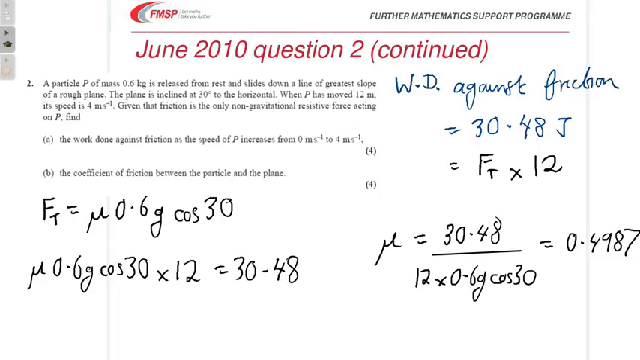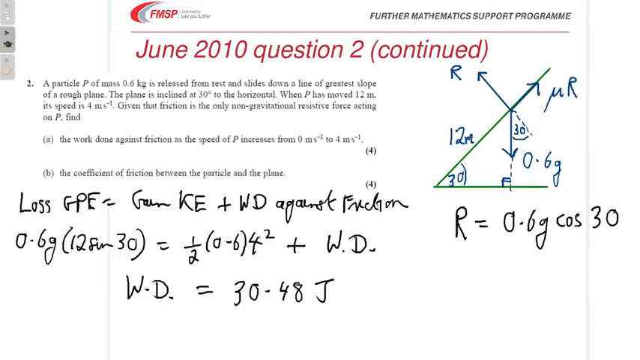Mark allocation for this then. For the first part, just go back to the first part. There was one method mark, 3 accuracy marks. The method mark was for the energy, the work energy principle. The accuracy marks were basically for the correct terms in these equations, so there were 3 of them altogether. We didn't need the R, the reaction, for this part, so accuracy mark there, accuracy mark for the answer, accuracy mark there, I think is how it went for 4 marks.